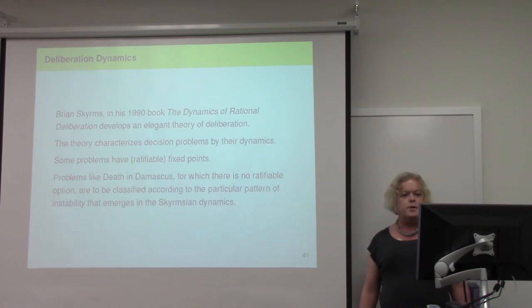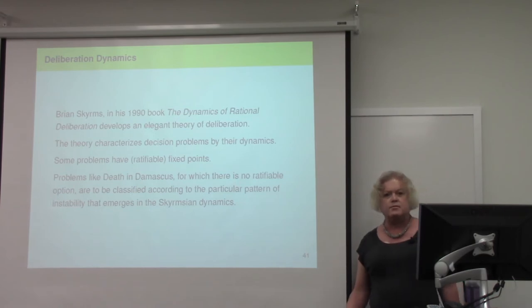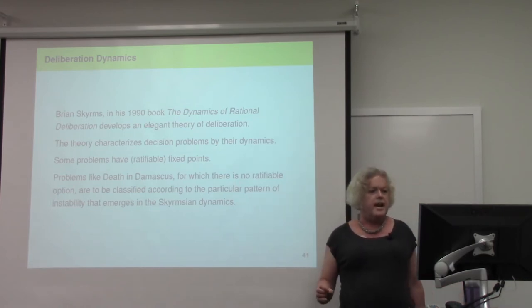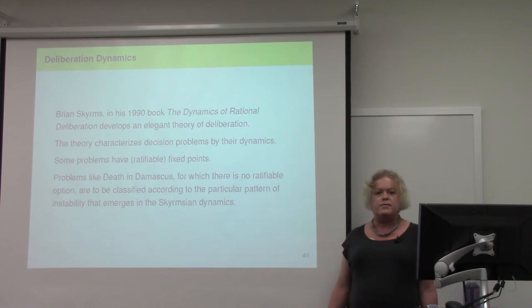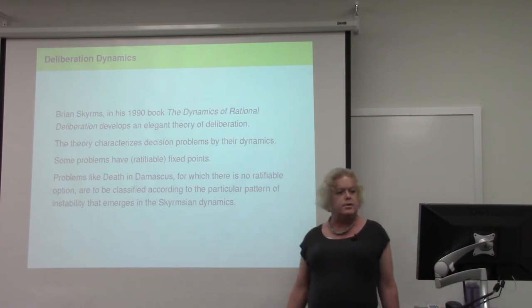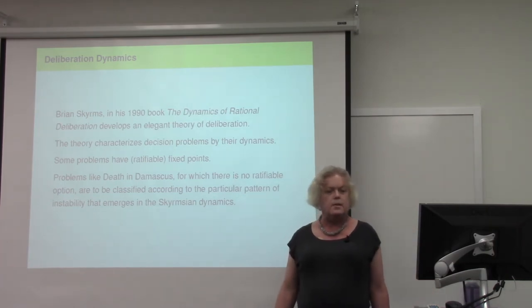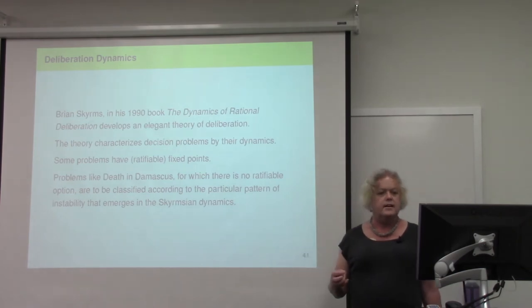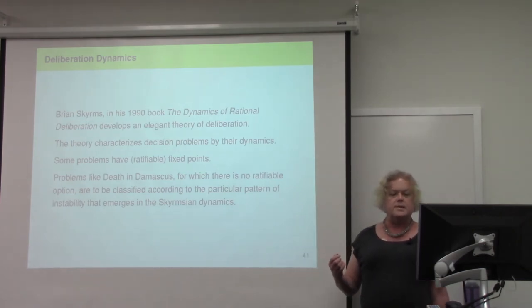In a 1990 book, Brian Skyrms turned this into an elegant theory of deliberation. The book is called The Dynamics of Rational Deliberation. And the thought was this: some problems have ratifiable fixed points. Other problems, for which there's no ratifiable option, are to be classified according to the particular pattern of instability that emerges in the Skyrmsian dynamics.